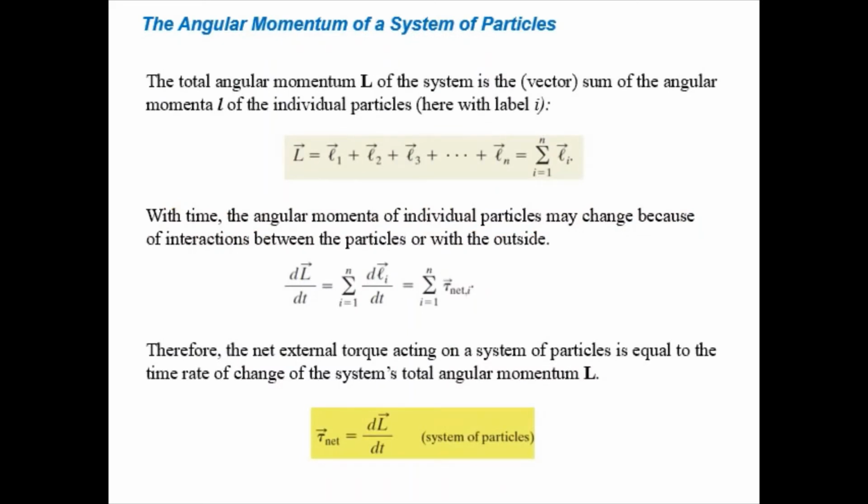Okay, and so the total angular momentum of a system is going to be the vector sum of all the angular momenta of all the individual particles. Just like we talked about, if you have a room full of air molecules and you were to add up all the little angular momentum vectors of those individual air molecules, that would be equal to the angular momentum of the system at large.